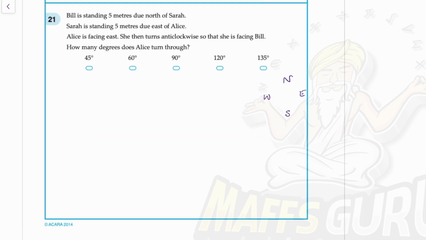0.175. So Bill is standing 5 meters due north of Sarah. So here is Bill, and here is Sarah. Okay, we got that one.